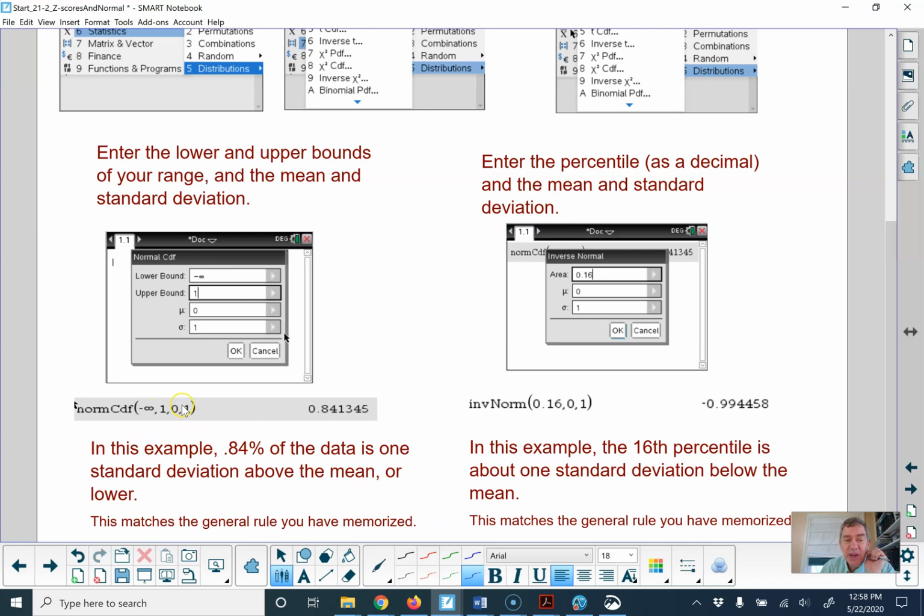So, for instance, if you said how much of the data is between negative infinity and 1 standard deviation above the mean, you get 84%, which matches what you know, 50% below the mean and another 34% in that chunk. Likewise, the 16th percentile, you get about 1 standard deviation below the mean. So again, 50% minus 34%, and you're good there.